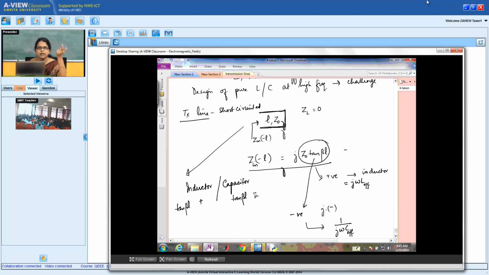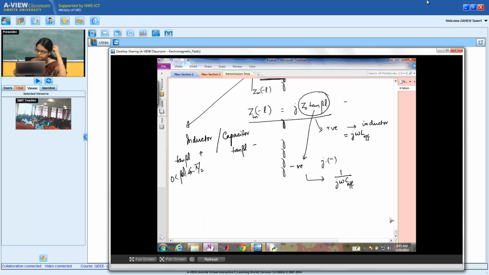Alright. I know exactly how to make tan beta L positive and negative. I know that for beta L ranging from 0 to pi by 2, this is positive, which means 0 less than L less than pi by 2 beta, or 0 less than L less than pi by 2 pi by lambda, or 0 less than L less than lambda by 4. This will work as an inductor.